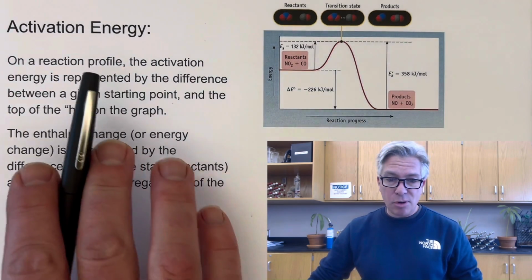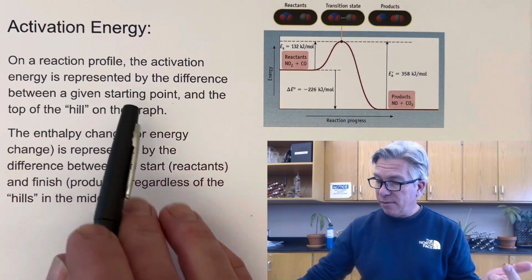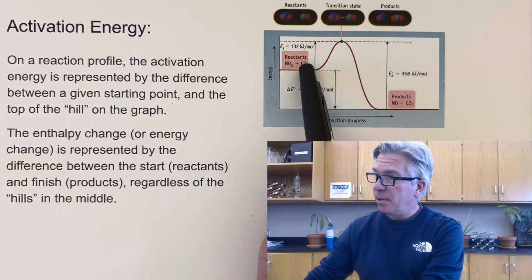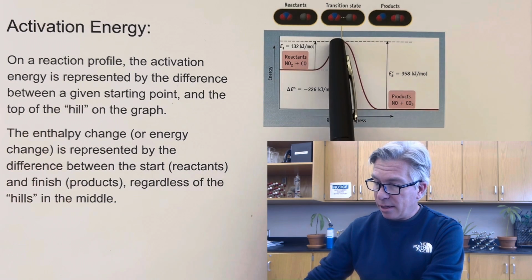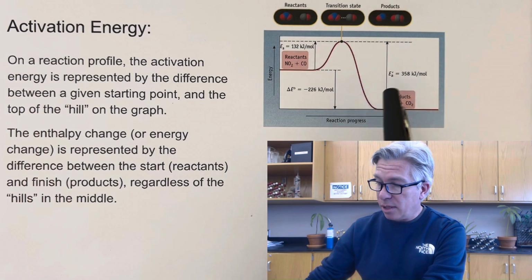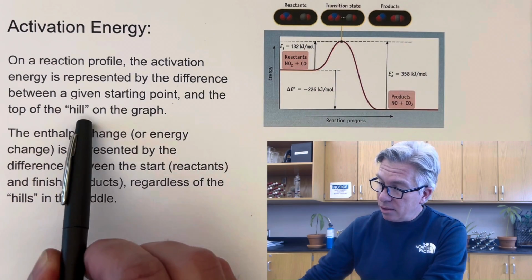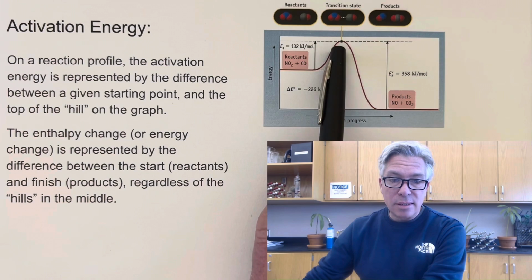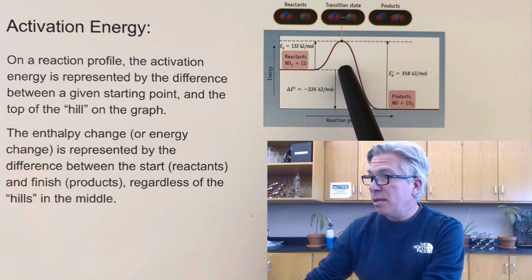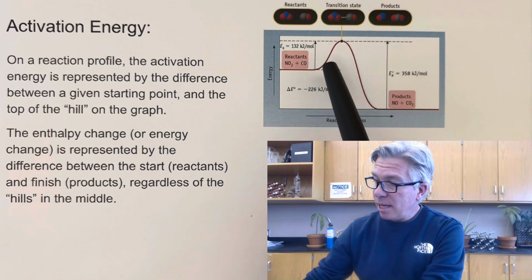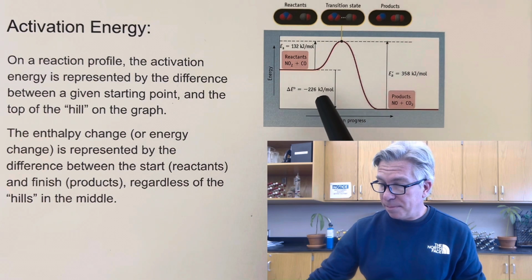On a reaction profile, the activation energy is represented by the difference between the given starting point and the top of the hill on the graph. There's like a little hill they've got to climb and get back down to the bottom on the other side to reach the promised land, so to speak. And the top of the hill is just represented as how high the hill is, how much activation energy it has. It might be unlabeled as a general graph, or it might be labeled as, in this case, 132 kilojoules for every mole of reactant.